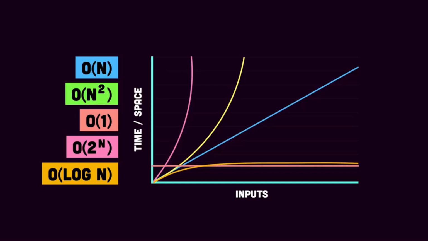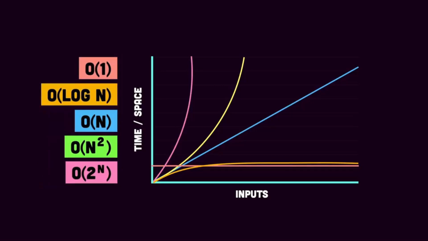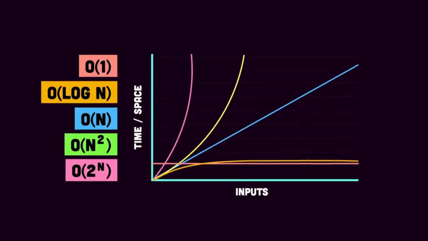If we compare all of these graphs and see how the time and space usage grows with the increase in the number of inputs, here is how we can sort all the complexities from the best to the worst. So constant complexity is the best. The next one you should aim for is the logarithmic complexity. After that we have the linear complexity and so on. And that is all for this one.